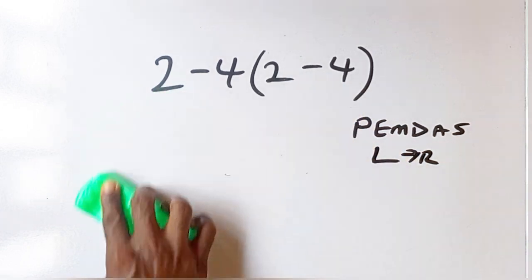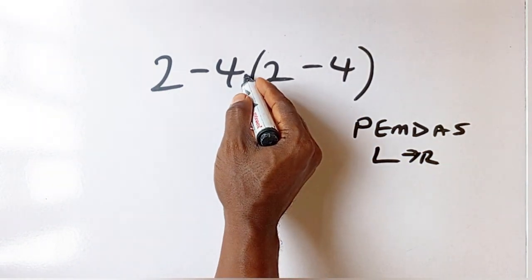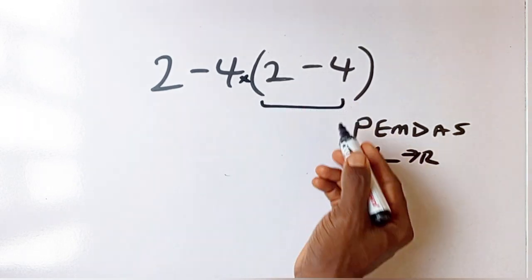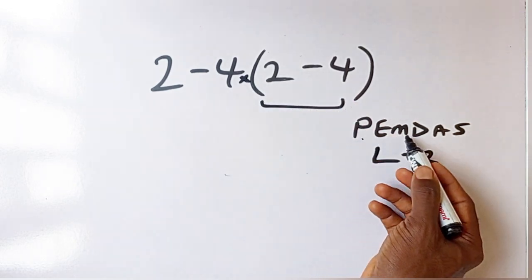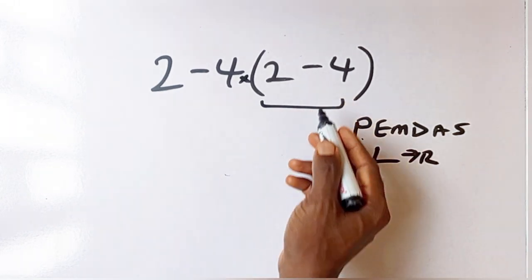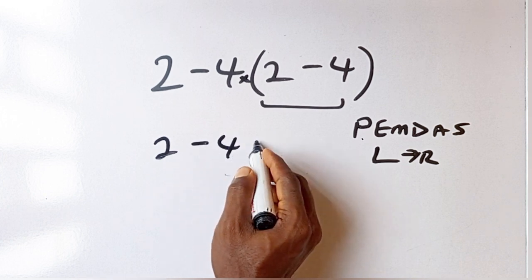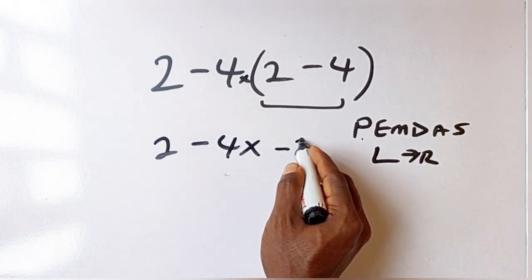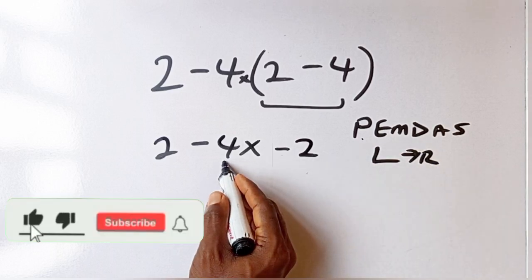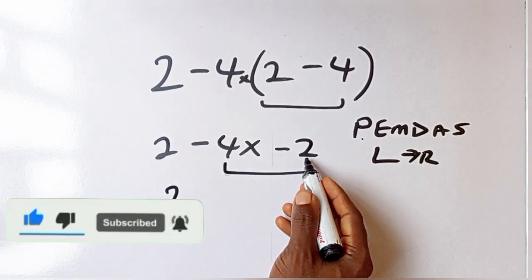Okay? So 2 minus 4, don't forget there is an invisible multiplication here. So we have to do this parenthesis first because parentheses have higher priority than subtraction and addition. So 2 minus 4 is going to give us 2 minus 4 times minus 2. So we have to do this multiplication first. So which is this, 2 minus 2 times minus 4.